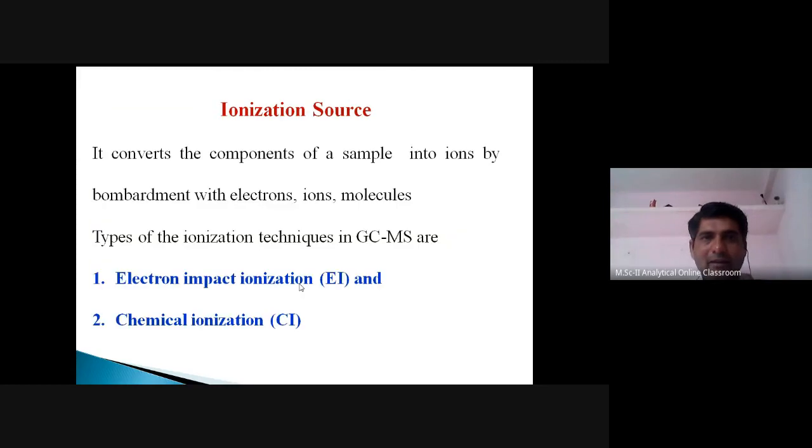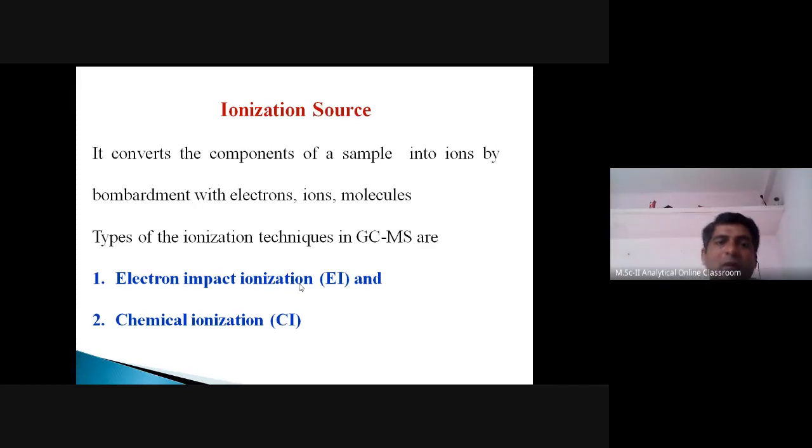Now let's see in detail. The ionization source is nothing but the component or device which converts the components of the sample into ions by bombardment of electrons or ions or molecules. It means when your sample enters the ionization source, it will be bombarded with electrons, so there will be collision. When collision takes place, there is a formation of ions. So your analyte is converted into ions. That's why it is called the ionization source.